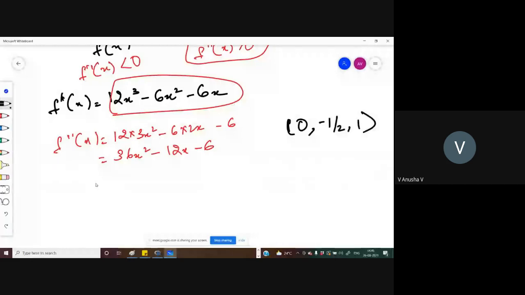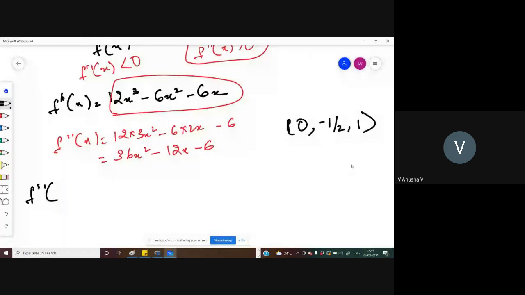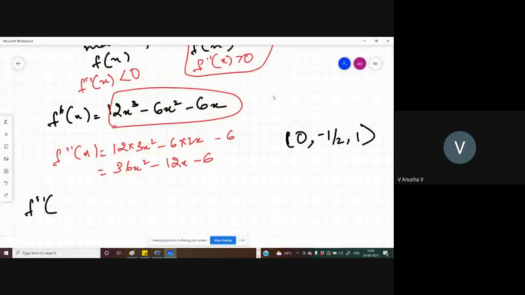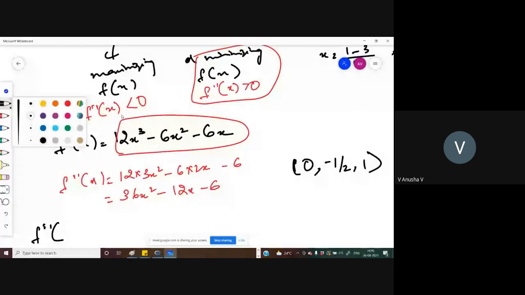Okay. So first of all, they asked us for which of these stationary points will be maximizing the value of f of x. So what is the necessary condition? The necessary condition for maximizing f of x is nothing but f double dash of x must be less than 0, right?